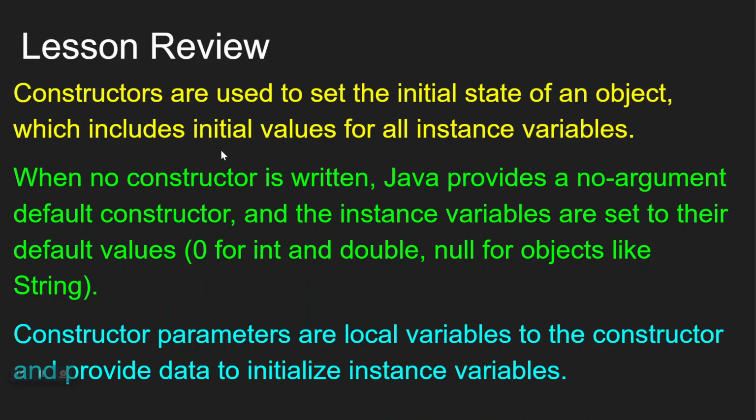All right. Well, let's go ahead and get to our lesson review here. Constructors are used to set the initial state of an object, which includes the initial values for all of your instance variables. When no constructor is written, Java provides a no argument default constructor, and the instance variables are set to their default values. And constructor parameters are local variables to the constructor, and they provide data to initialize all of our instance variables.